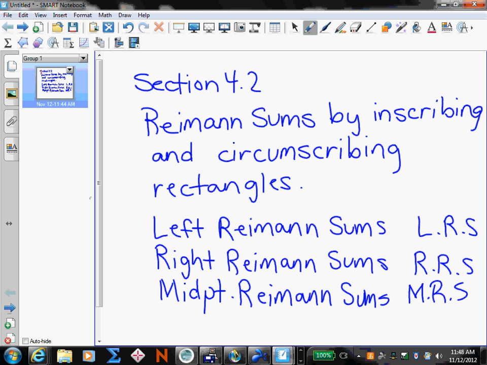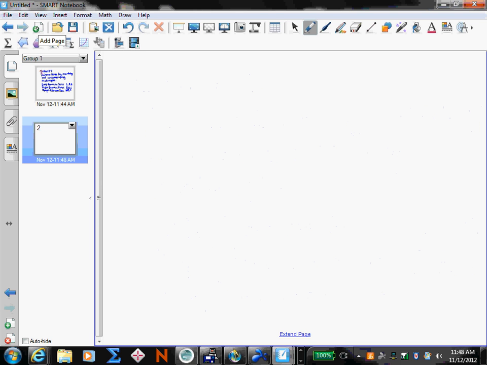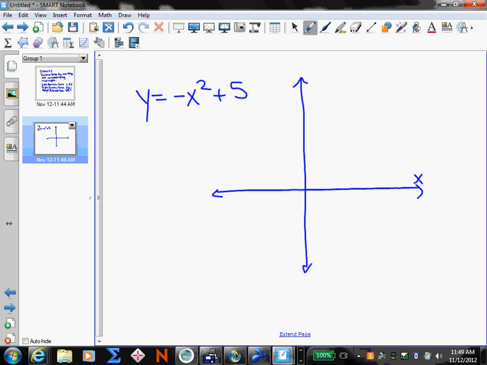Okay, so I'm going to teach you how to do this by just using an example and just working with it, okay? So we are going to graph y equals negative x squared plus 5. Hopefully everybody knows what that looks like without pulling out your calculator. It is a downward parabola shifted up 5. It's going to hit the axis at plus or minus square root of 5. So it looks like this.